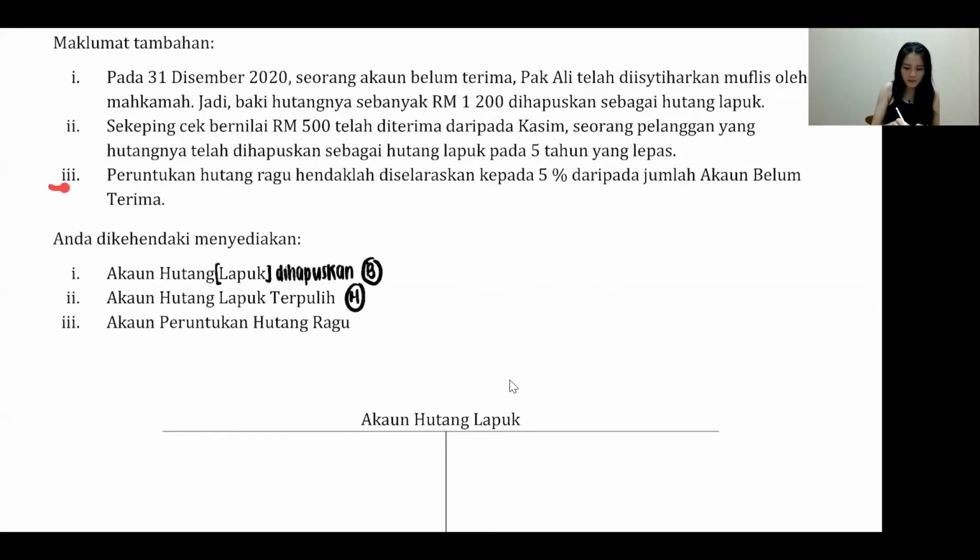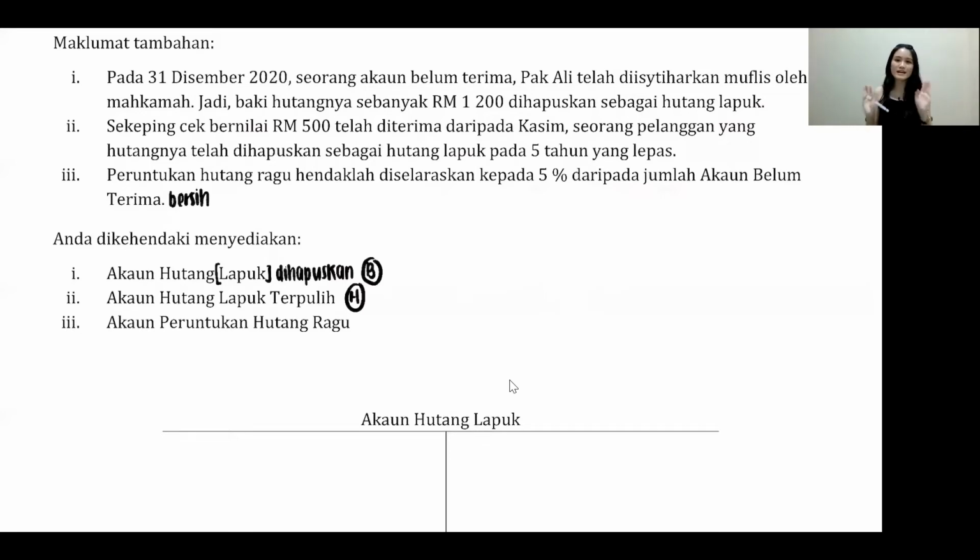So over here, you guys can see the point number 3, right? It's like the example question for you guys. Peruntukan hutang ragu diselaraskan 5% daripada jumlah account belum terima. So it doesn't really need to be jumlah lah, okay? They can also say account belum terima bersih. Bersih, you guys should know, jualan also got jualan bersih. So how you find jualan bersih? You take jualan tolak pulangan jualan. That is where you get your bersih.